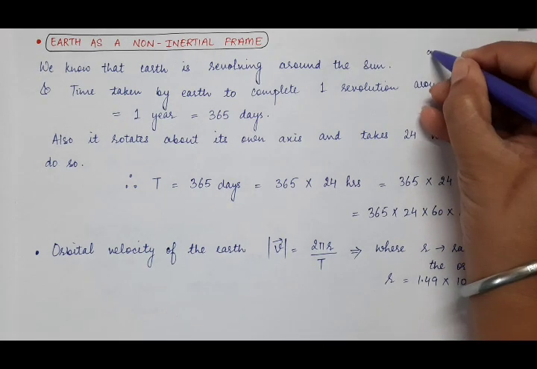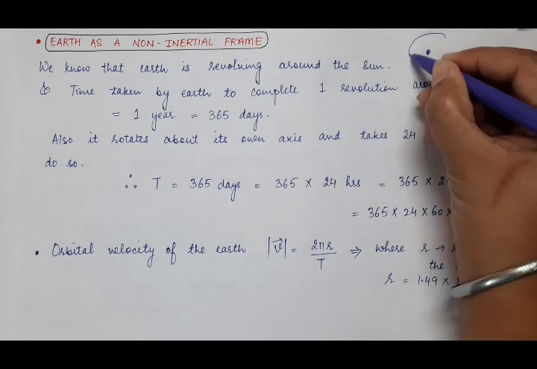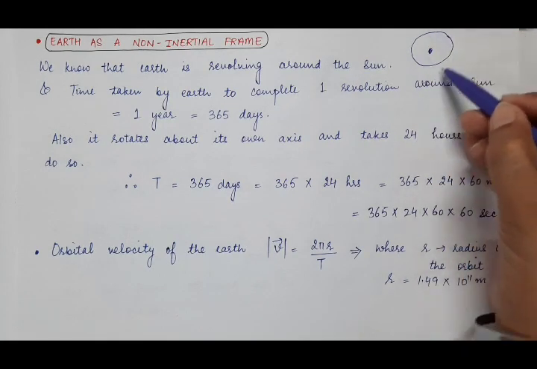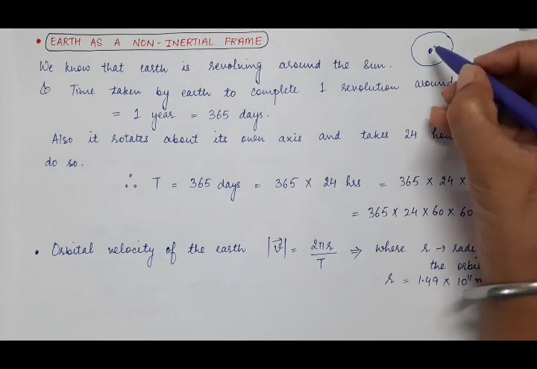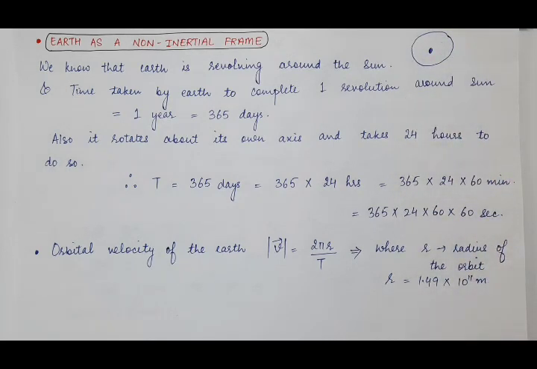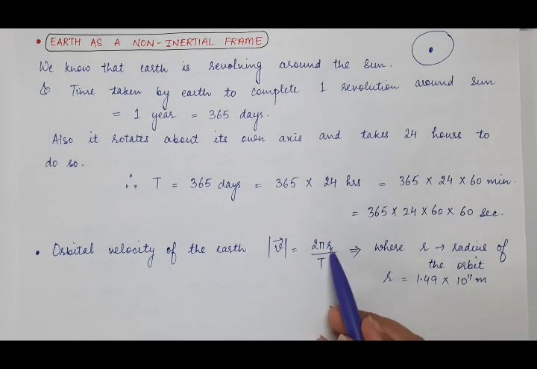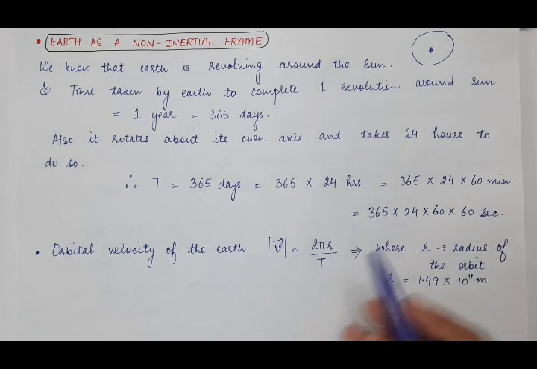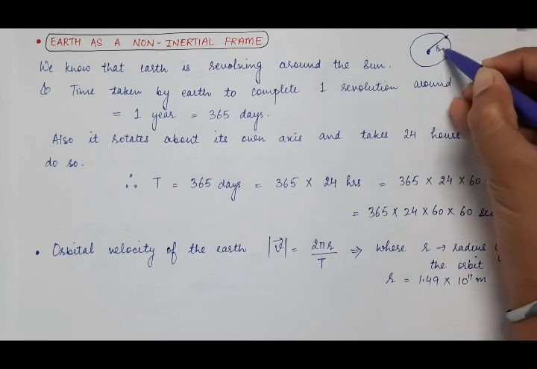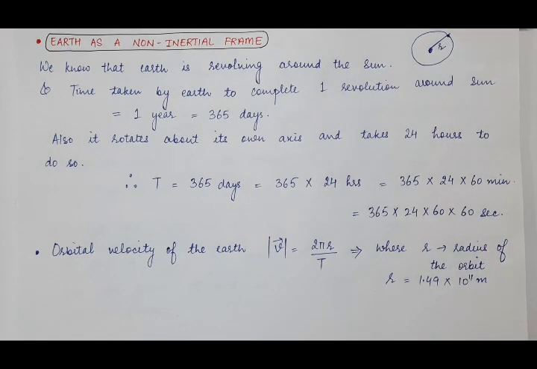Suppose this is Sun and this is Earth revolving around Sun. Then what will be the total distance covered by the Earth? It will be the circumference of this circle, and circumference is 2 pi r. And what will be r? It is the distance of Earth from Sun, or the radius of its orbit. And the radius of the orbit is 1.49 into 10 raised to power 11 meters.